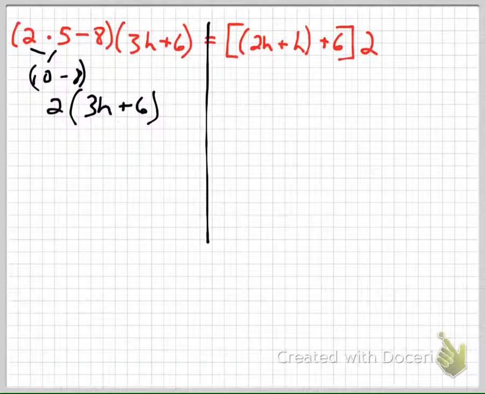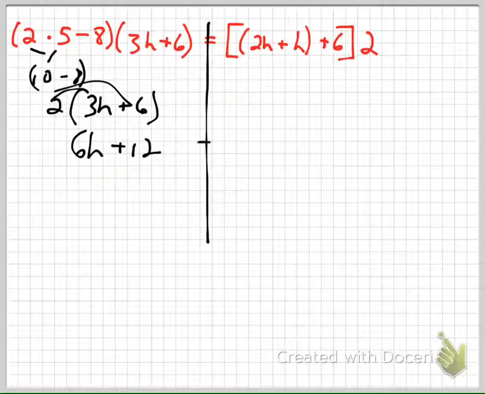You have to have done this in the right order for you to all of a sudden go, oh my goodness, so easy. Distributive property. 2 times 3h is 6h. 2 times 6 is plus 12. Equals. This side is now simplified.